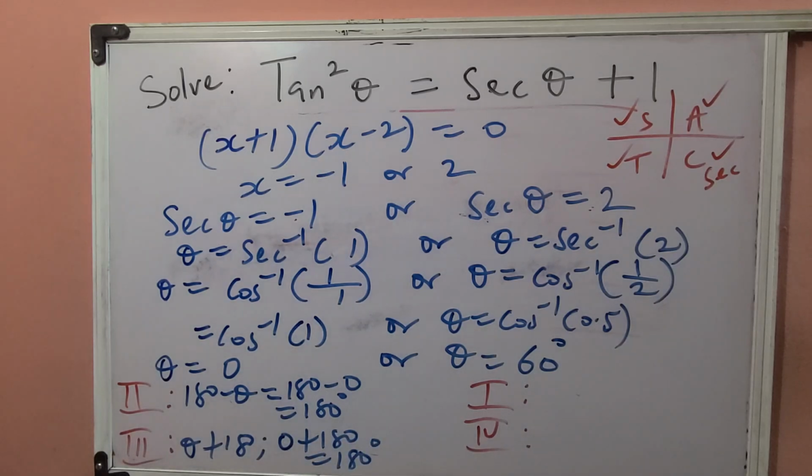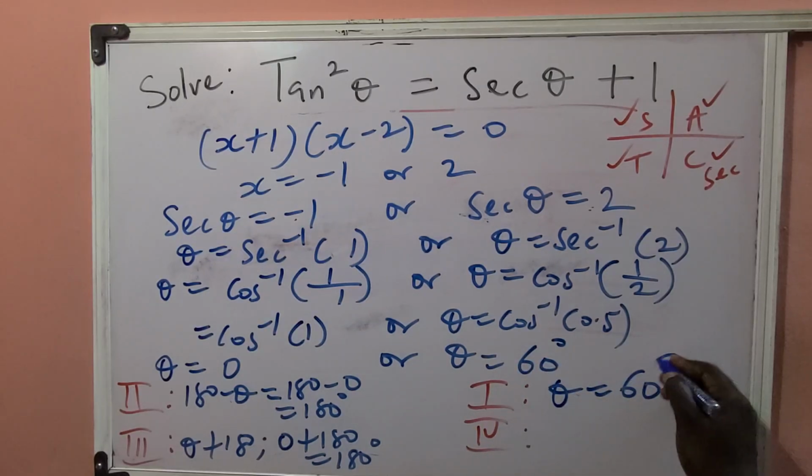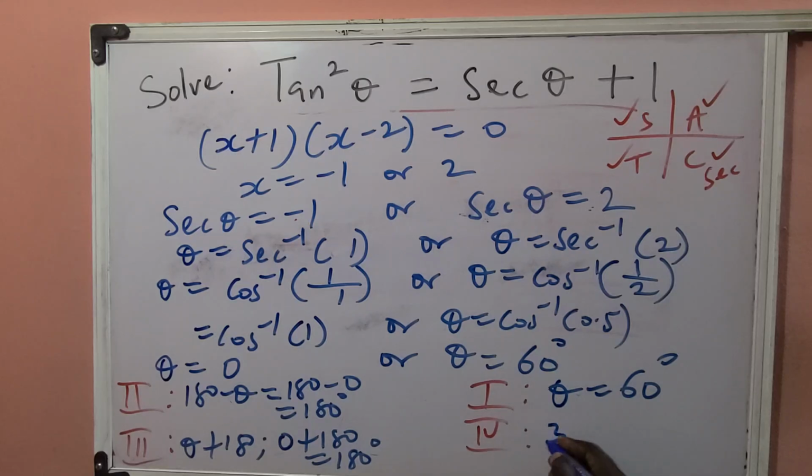Now for the other one we have here, theta is 60 degrees. I told you when you have the first quadrant, you replicate the same thing there. And for the fourth quadrant, we have 360 minus theta as the rule that operates there. That will be 360 minus 60 degrees. That will be 300 degrees.